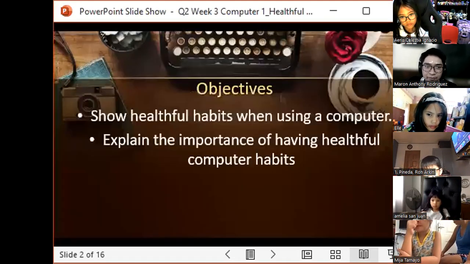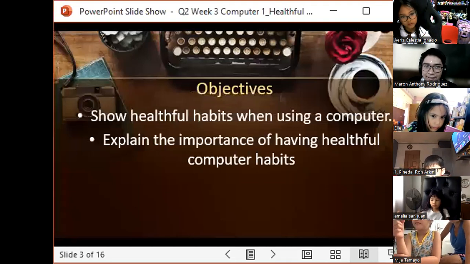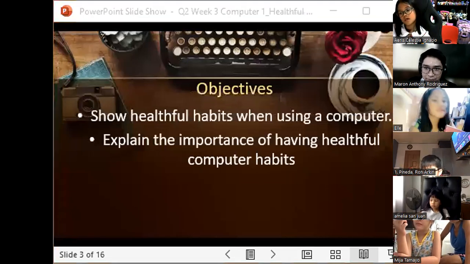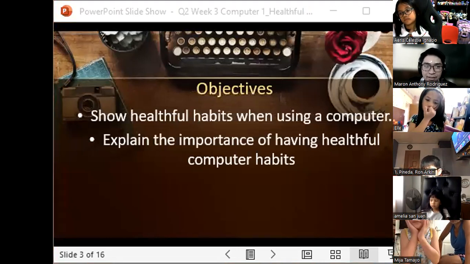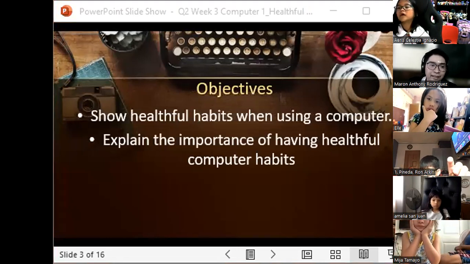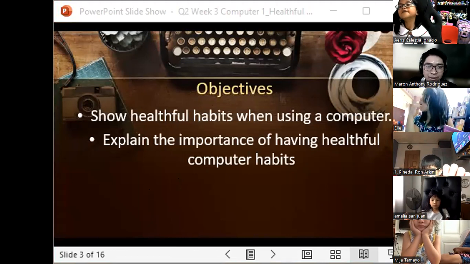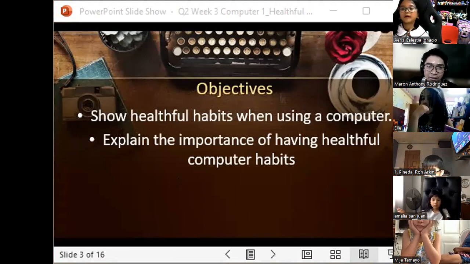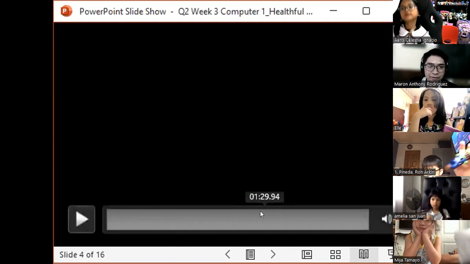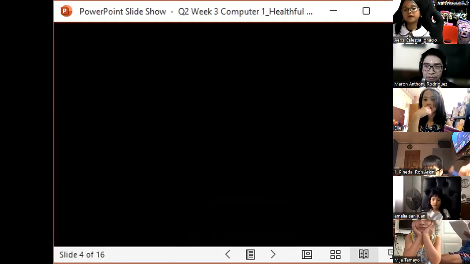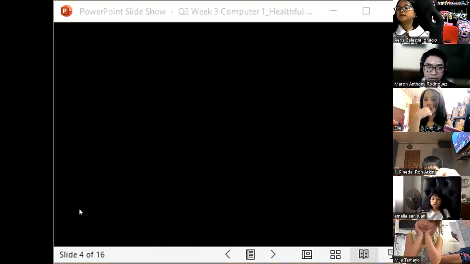Okay, so for today's class, these are our objectives. First is to show helpful habits when using a computer. And second, to show and explain the importance of having helpful computer habits. Okay, are you now ready to learn all those things? All right, let's proceed. So before we go further with our discussion, I'd like to show you this short video.